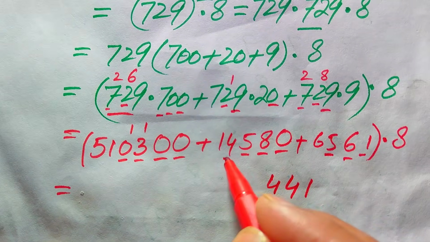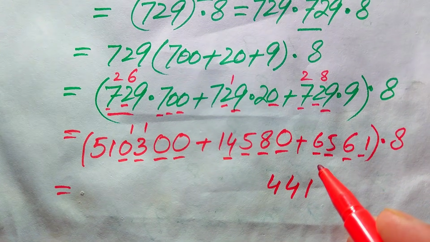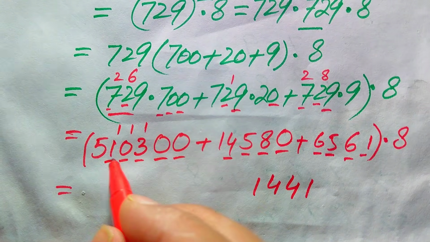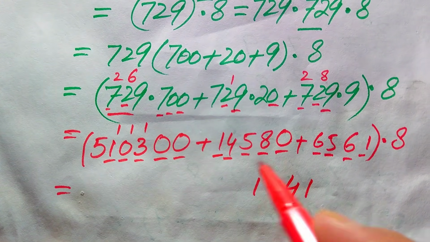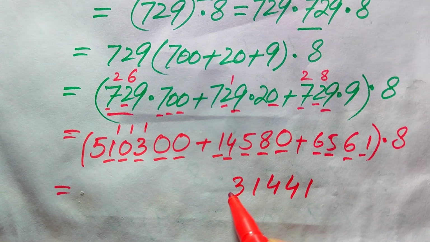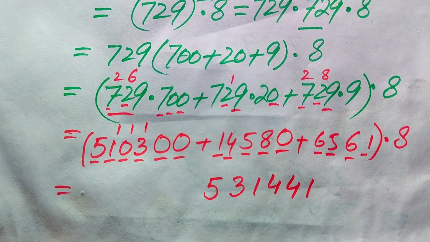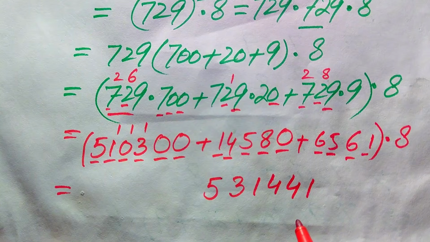This is 0 plus 4 becomes 4. 4 plus 6 becomes 10. 10 plus 1 is 11. We write 1 and carry 1. This is 1 plus 1 becomes 2. 2 plus 1 becomes 3. And at the last we have this 5. So here we will get 531441.